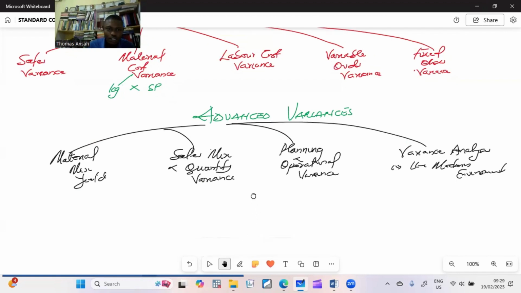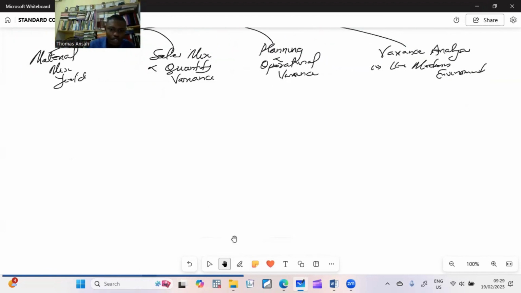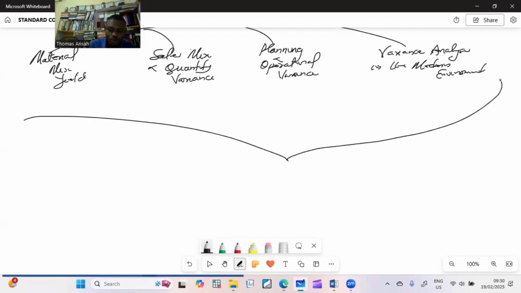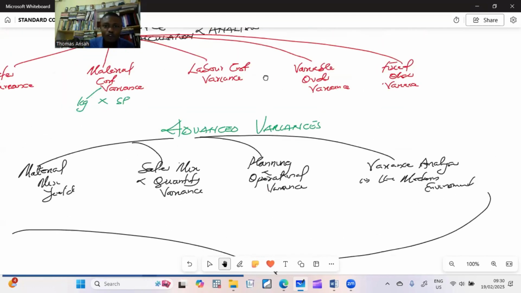With all these things, whether the basic ones or the advanced ones, at the end of the day, we should be able to prepare an operating statement. So, operating statement preparation. So, this is the entire thing on variances. So this is it, and any of this part is going to drop for you for 15 marks.